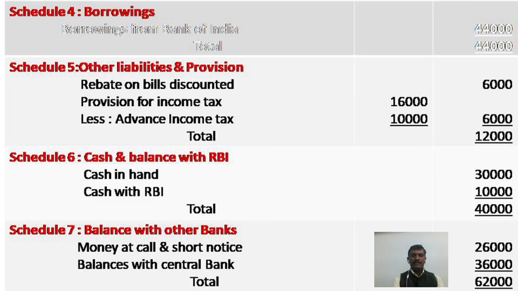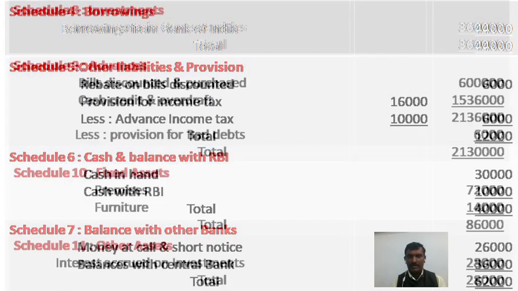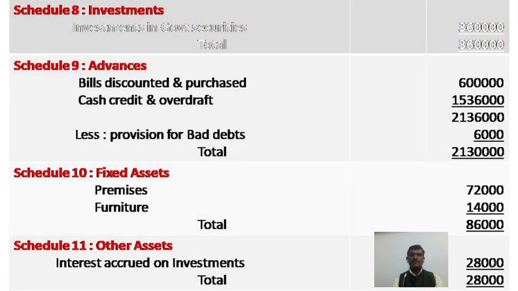As far as schedule number 7 is concerned, balance with other banks, here money at call and short notice is given in the trial balance, as well as balance with central bank. These two items are to be taken to schedule number 7. Then after that we have to go for investment. Investment in government securities is given. Only one item of investment is there in the trial balance.